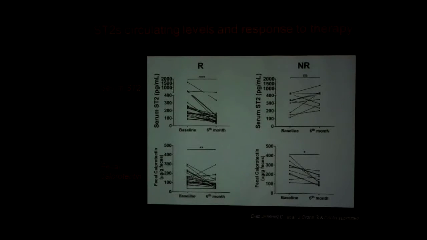And you can see that in those that respond to the treatment, the levels of ST2 decrease, and not the same in the non-responders. In the fecal calprotectin, we found a significant difference, but it was not as strong as with the serum ST2. Also for the non-responders, we found a statistical difference that is not strong. However, we found that it does not correlate with what we see with the serum ST2 levels.